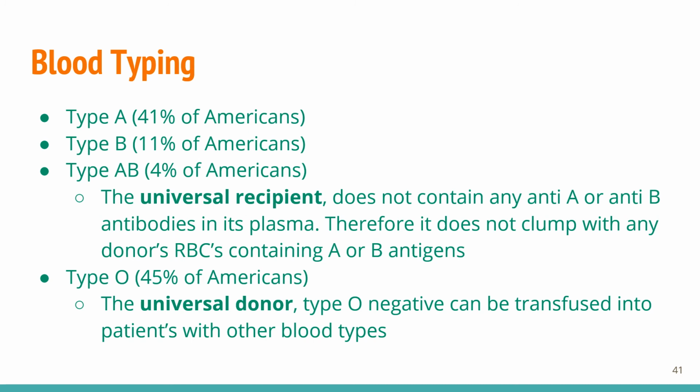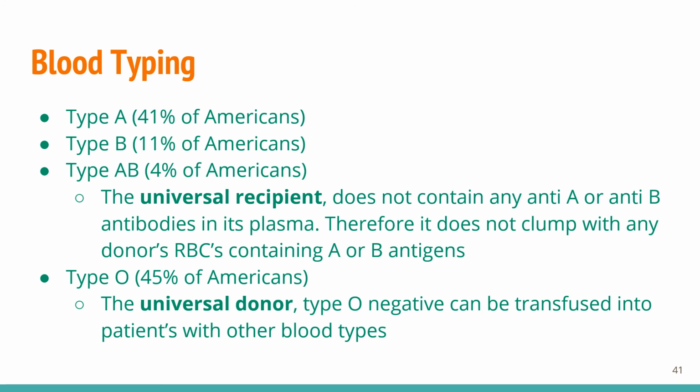And then type O, which is your universal donor. Those people can donate blood, and 45% of Americans are type O. I didn't realize there were that many. The universal donor is type O negative. O negative can be transfused into patients with other blood types. So O negative.